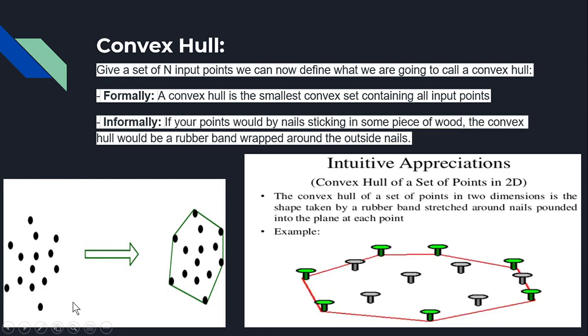Here, this figure could be used as an example of a convex hull for the formal definition. Here we are given a set of input points, and the convex hull is the smallest convex polygon containing all the given points. And this would be an example of the informal definition, where we are given a piece of wood on which we have placed some nails, and the convex hull would be the rubber band wrapped around the outside nails.